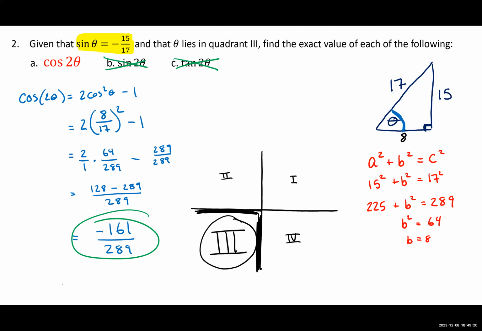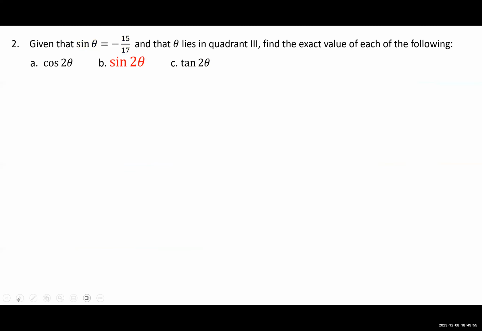So this determination of whether to keep the negative or drop the negative, it all has to do with quadrants, quadrant 1, 2, 3, or 4. Sine and cosine are both positive in quadrant 1. They're both negative in quadrant 3. In quadrant 2, the sine is positive, cosine negative. In quadrant 4, sine negative, cosine positive. Okay, looking good. Next one, sine of 2 theta.